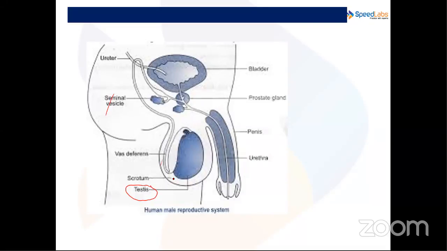We know the position of the testis. What is the position of the testis? It's extra abdominal. All right. So what do you mean by extra abdominal? It's not inside the abdomen. It's not intra-abdominal. It's extra abdominal. Why do we write that the testis is extra abdominal?